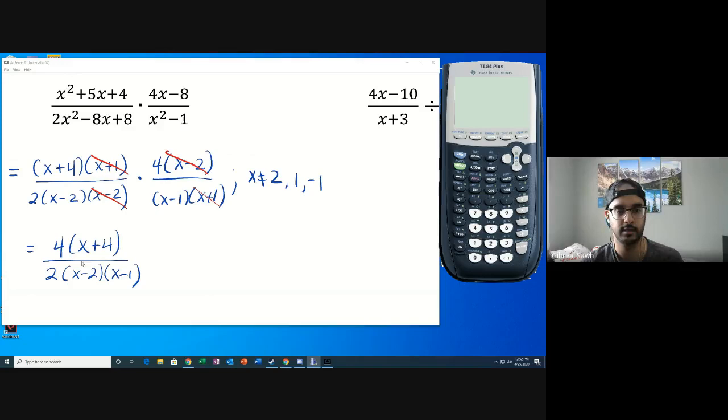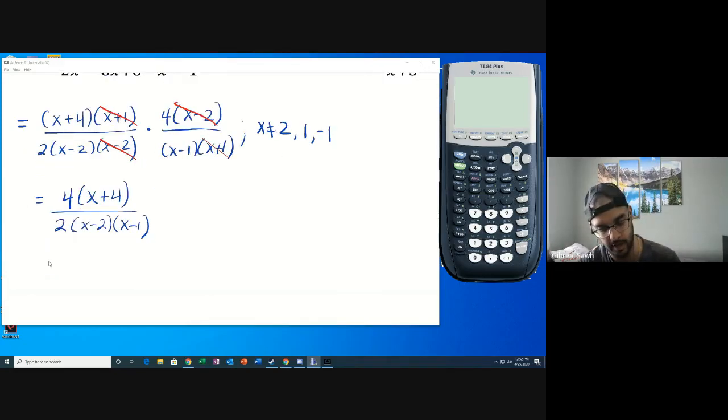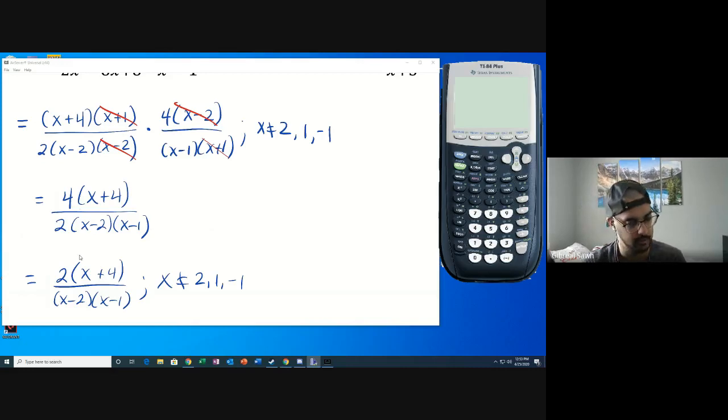Okay, so all my factors are simplified, but I can simplify those coefficients as well. So as a final most simplified answer, 2x plus 4 on the bottom, x minus 2, x minus 1. And again, my non-permissible values, x can't be 2, 1, or negative 1. Okay, this would be as simplified as we can take it.